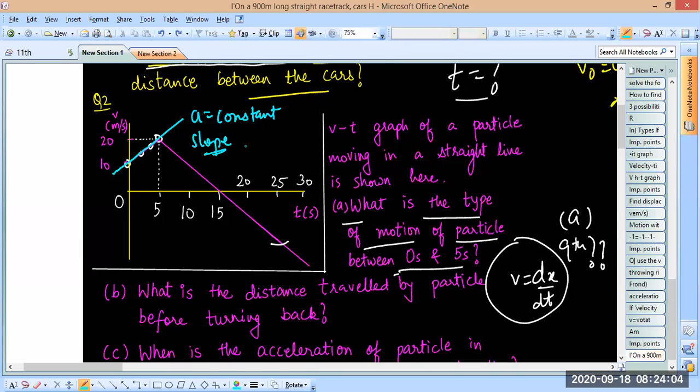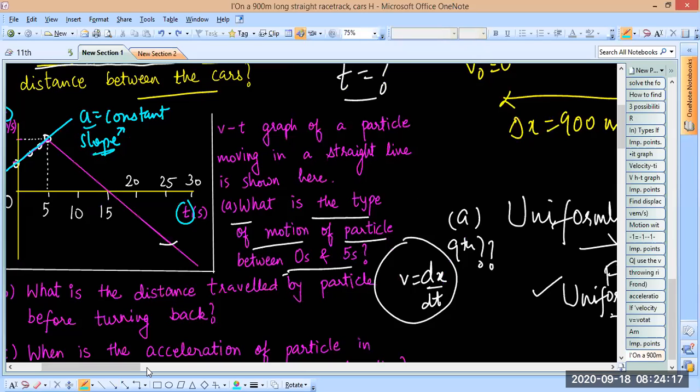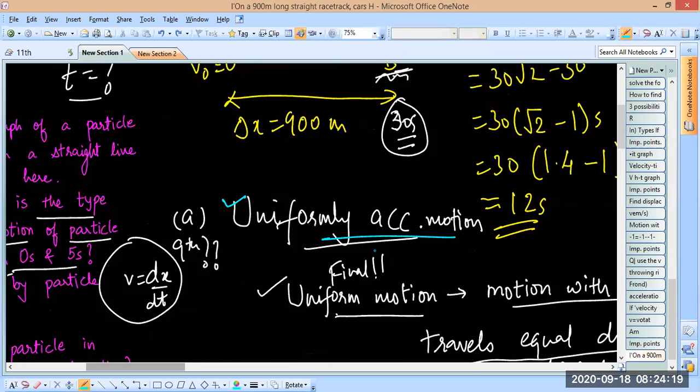All right, and in VT graph slope is acceleration. I hope all of you remember that. So the answer of this A question is uniformly accelerated motion. All right, that's the correct answer. Okay, did you understand, everyone?